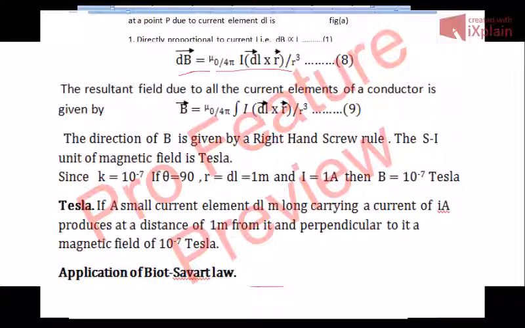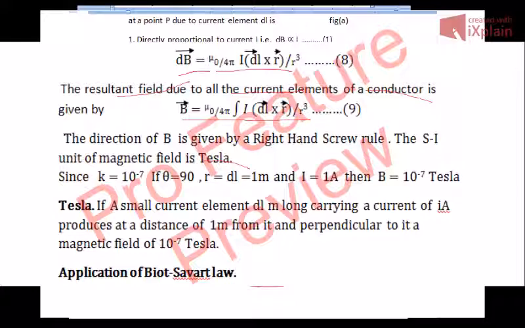You can calculate it yourself. The resultant field due to all the current elements of a conductor is given by integrating equation 8, and if we integrate dB we will get B. So it will be equal to mu naught upon 4 pi integration of I dl cross r by r cube. The direction of B is given by right hand screw rule. The SI unit of magnetic field is Tesla.